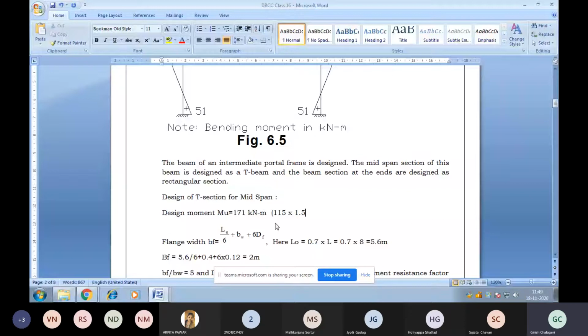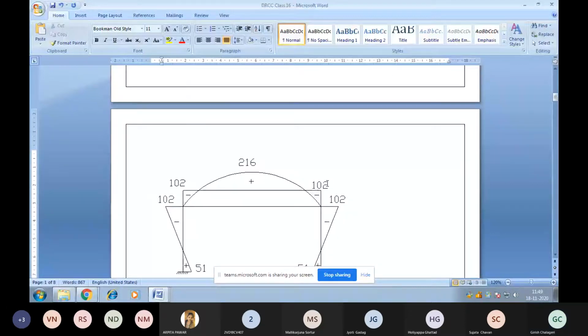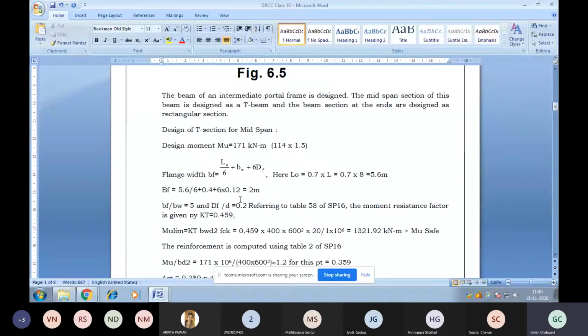How did we get 114? That is 216 minus 102, because that is the moment which will be acting at the midspan. 216 will not be taken directly, because 216 is a positive moment and 102 is a negative moment. So 216 minus 102 gives 114. That is multiplied by the factor, and we get the design moment at midspan of the beam as 171 kilonewton meter.